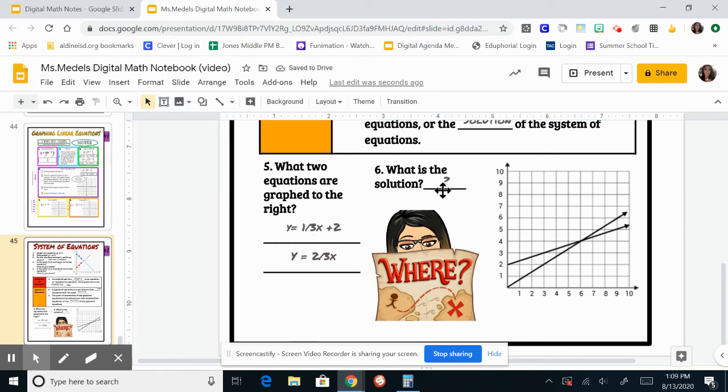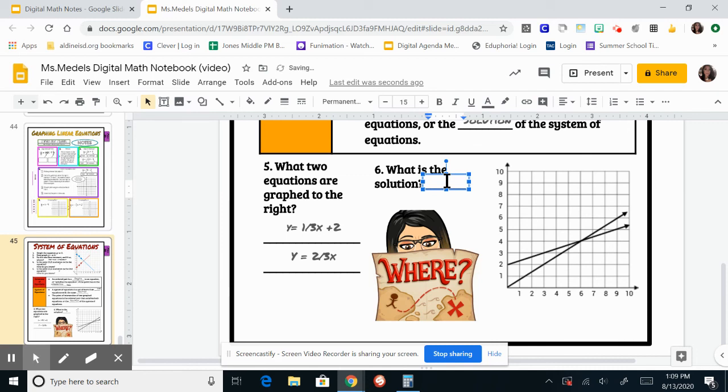Now I'm asking, what is the solution? This is how your questions are typically going to be asked. So I just need to go and see, where do my lines meet? Where do they cross? Where do they intersect? Well, they intersect at (6, 4). So then my solution is (6, 4).